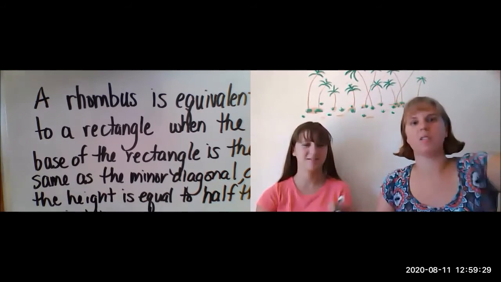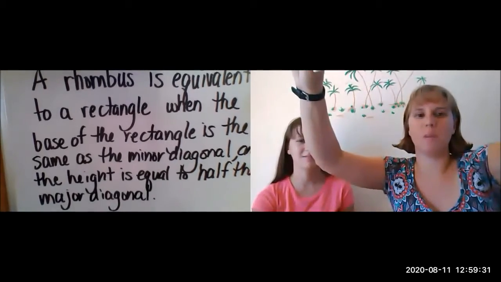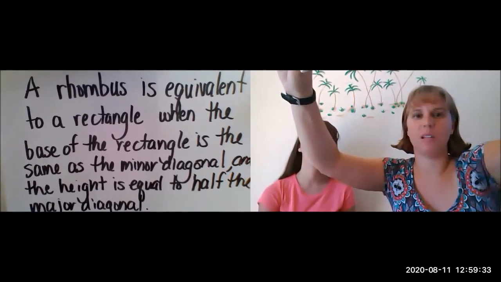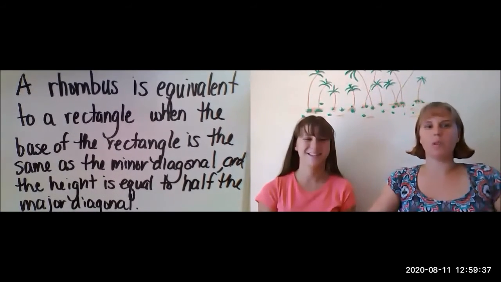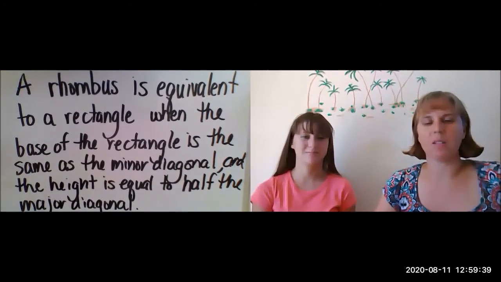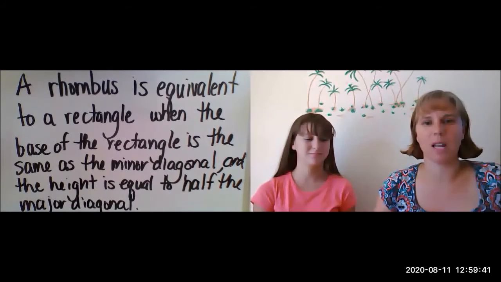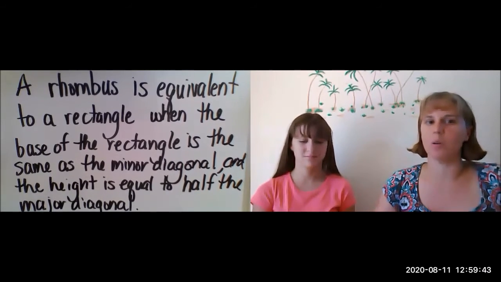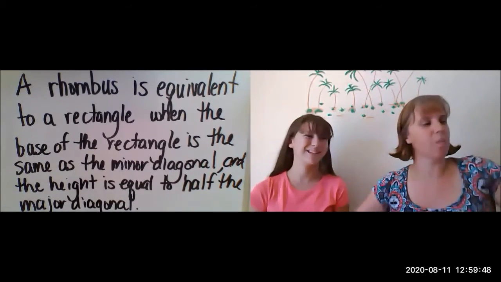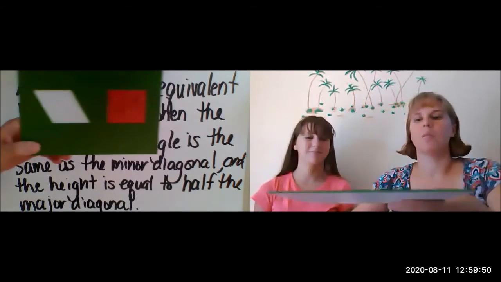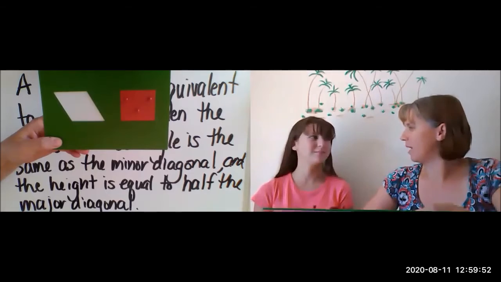It is a lot of words, and you don't have to memorize that. You will get to see it. I will take a picture of that. A rhombus is equivalent to a rectangle when the base of the rectangle is the same as the minor diagonal and the height is equal to half the major diagonal. That is the relationship of equivalence between a rhombus and a rectangle.